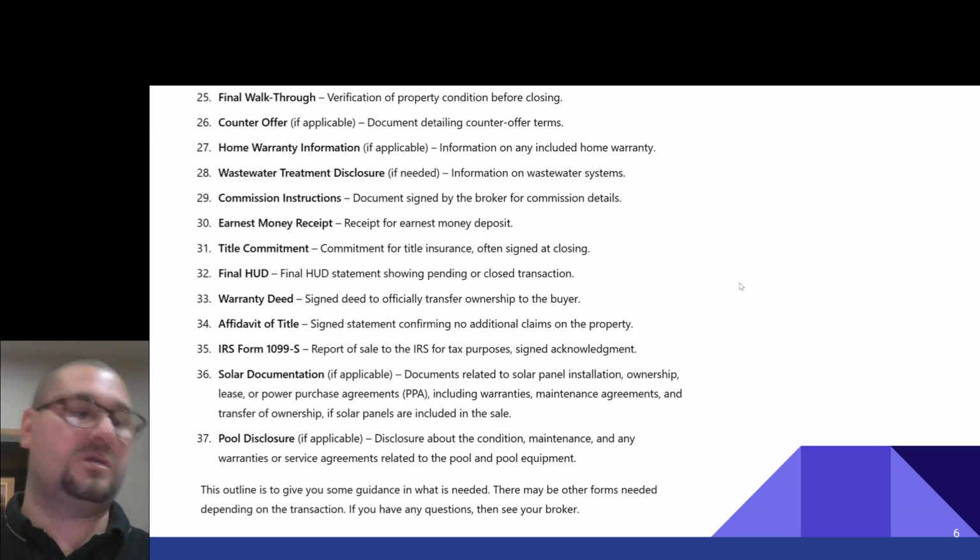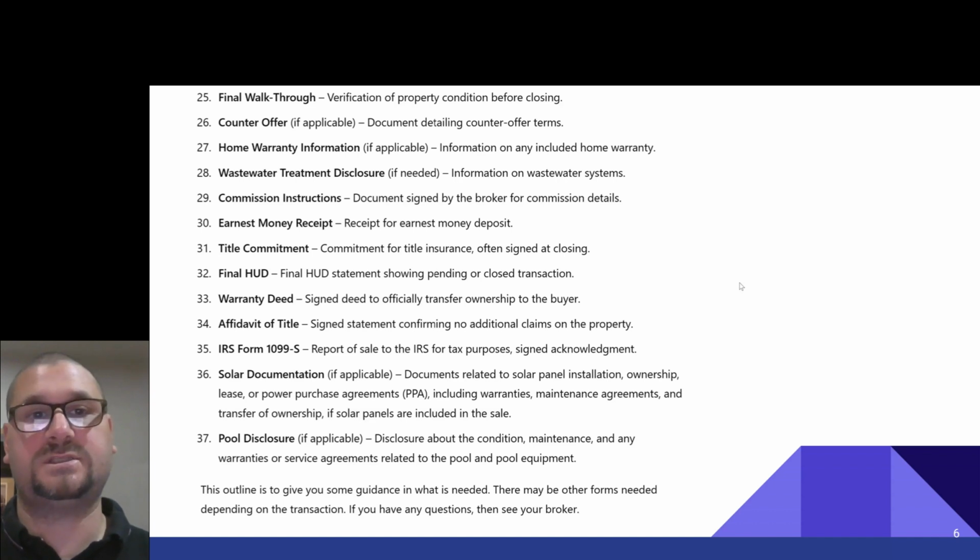Not all of these documents are needed, but this is a list of the documents you're more than likely going to need. Information on any included home warranty, wastewater treatment disclosure. You may or may not need it. Information on wastewater systems, commission instructions, document signed by the broker for the commission details, earnest money receipt, right? It's a receipt for earnest money deposited, title commitment, commitment for title insurance, often signed at closing.